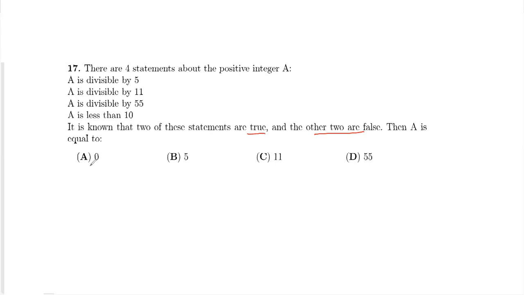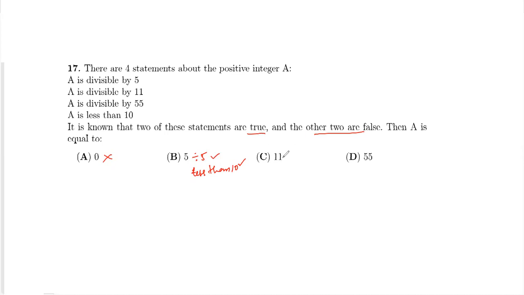Suppose if I say A is equal to 0, then it will not be divisible by 5, 11. So this is not my answer. If I say A is equal to 5, then it is divisible by 5 and it is less than 10. So 2 conditions are getting fulfilled. So 2 statements are true and 2 statements are false. But let's just check for other options.